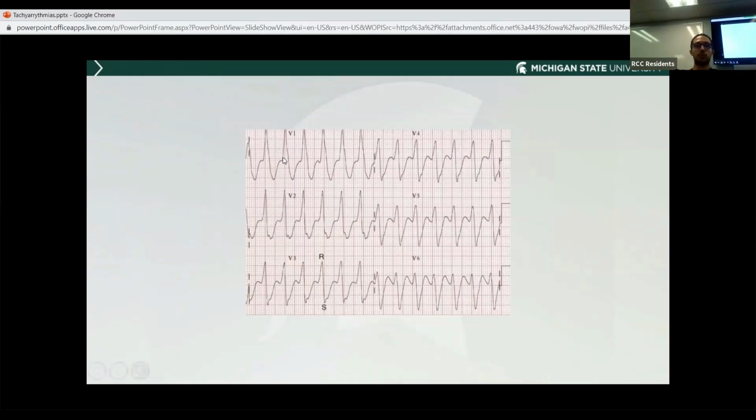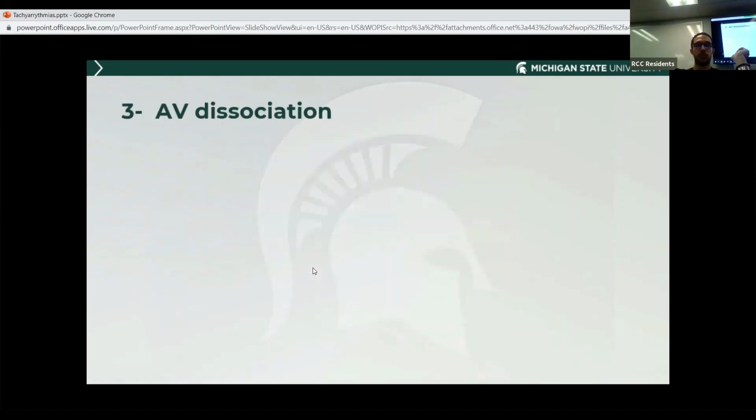So look at V1 and look at V6. Yes. So this is SVT, because this is not a consistent positive concordance in all of them and not a consistent negative concordance in all of the leads. So this is SVT. And this is the RS interval and the AV dissociation.